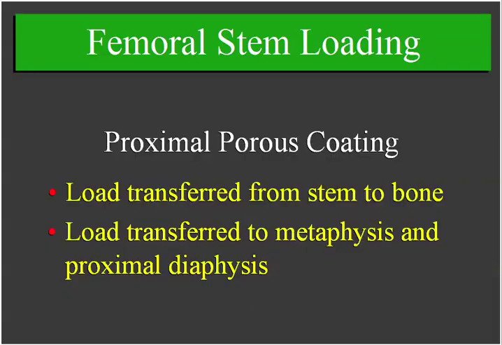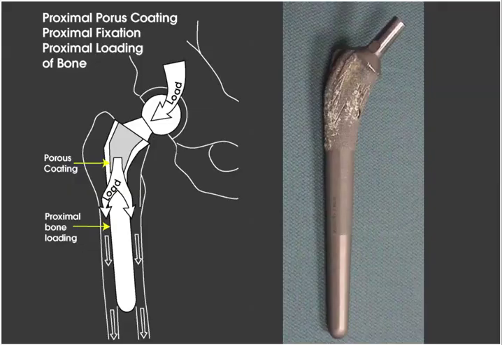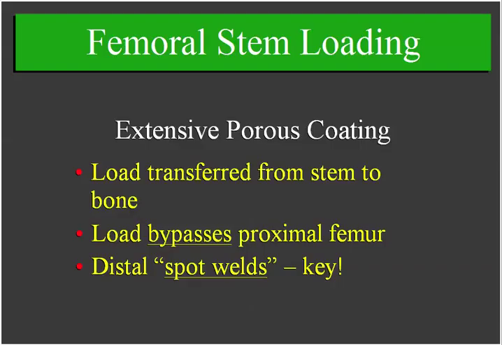Okay. This is something you need to know about stem loading. Proximal porous-coated stems, the load is transferred from the stem to the bone. The load is transferred in the metaphysis and proximal diaphysis. If you look at this diagram here, the porous coating is up proximally. You load into the metadiaphyseal area, and the load is transferred proximally with preservation of bone loading.